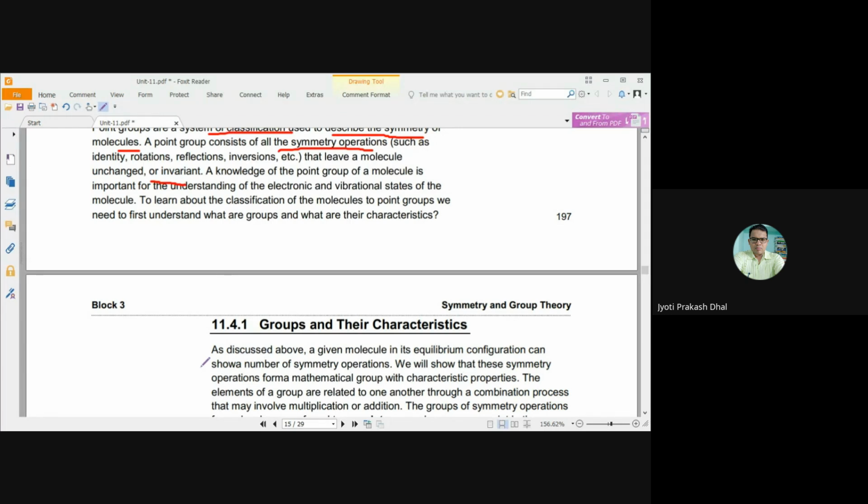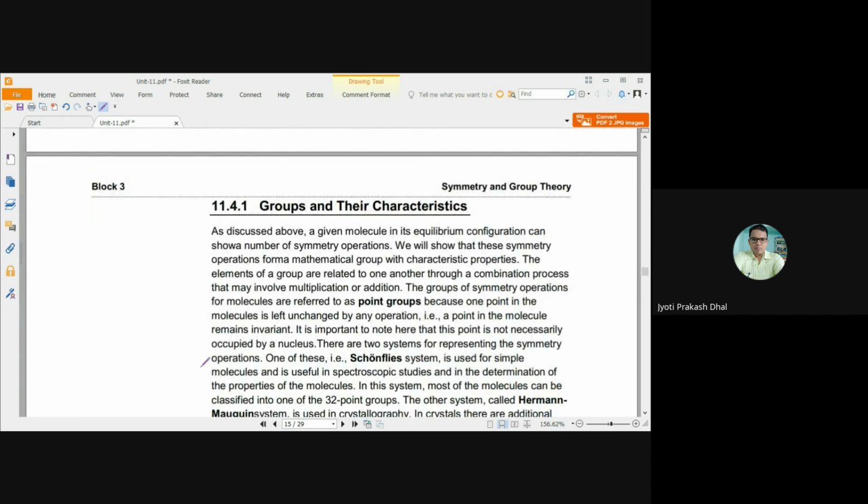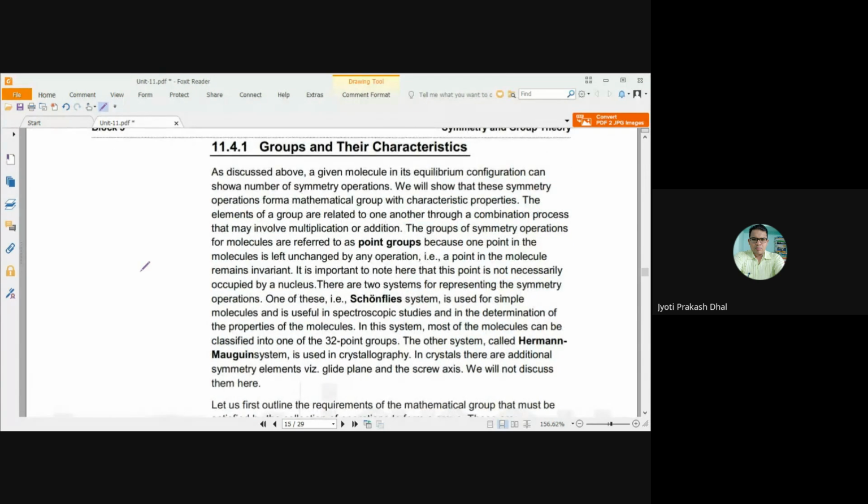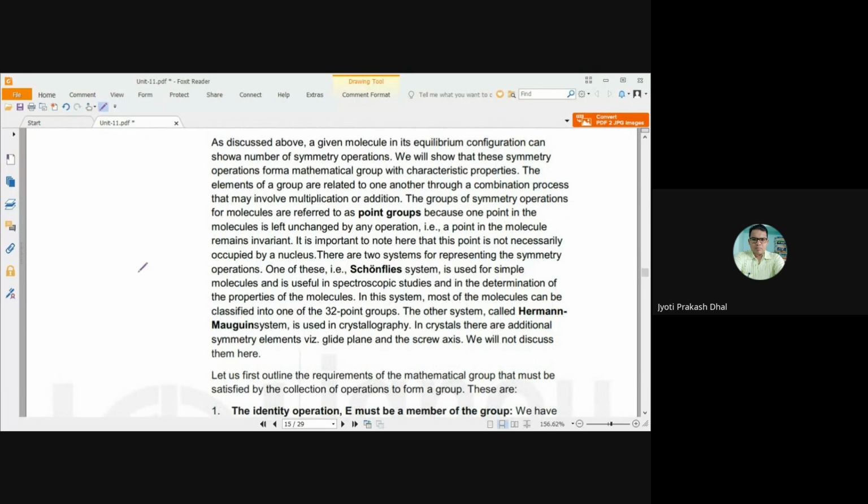To learn about the classification of molecules into point groups, we need to first understand what groups are and what their corresponding characteristics are. So here we will discuss groups and their characteristics. As discussed above, a given molecule in its equilibrium configuration can show a number of symmetry operations that we have discussed in the previous part. These symmetry operations form a mathematical group with characteristic properties.